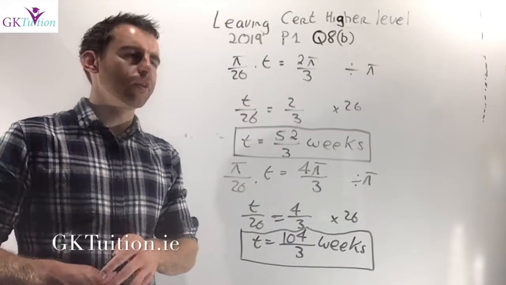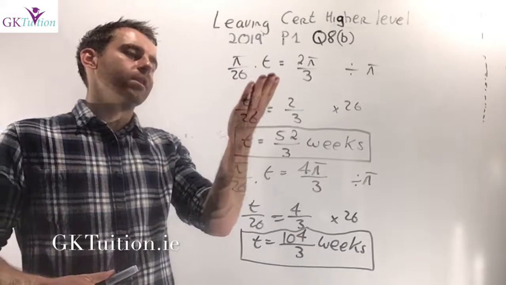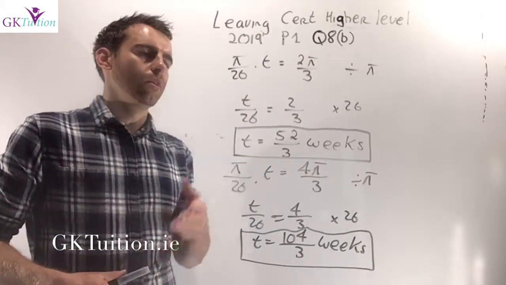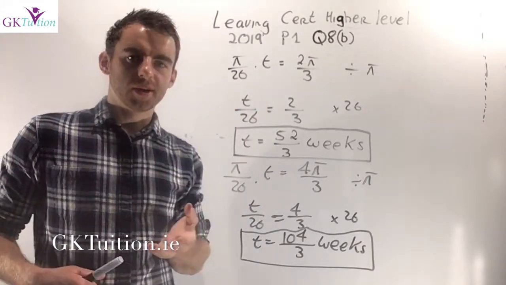So it's very straightforward now. I know pi over 26 times t is equal to 2 pi over 3. One equation, one unknown, I can find the value of t.